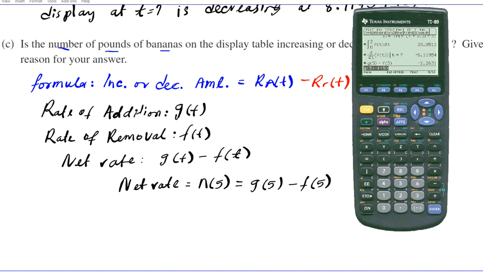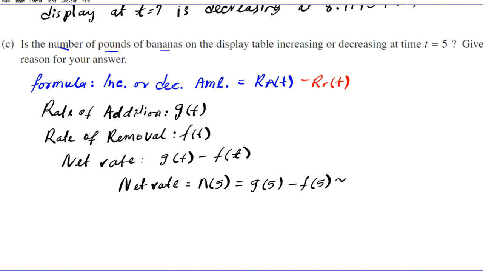We get negative 2.2631. All right, let's write that down. So negative 2.2631. Okay, so what does this mean? The question asked, is the number of pounds of banana on display increasing or decreasing? This is the rate at which it's decreasing. But the question is just, is it increasing or decreasing? The answer is, it is decreasing. Okay, so we're gonna write that down.